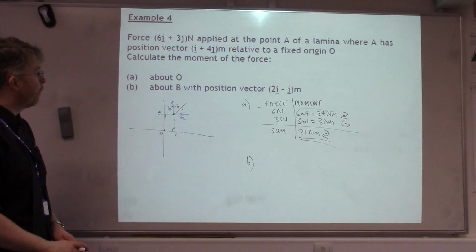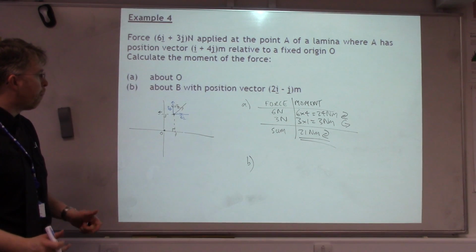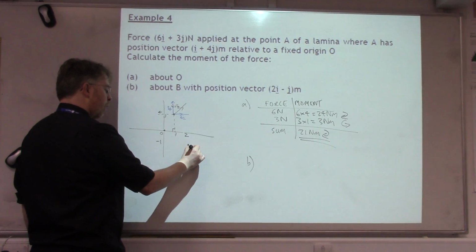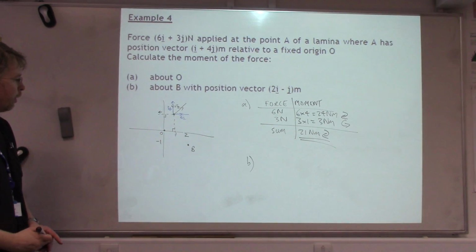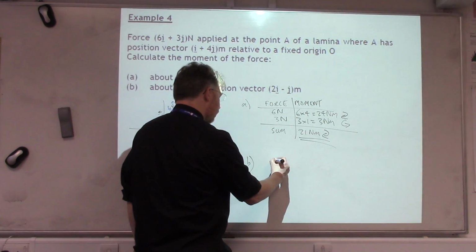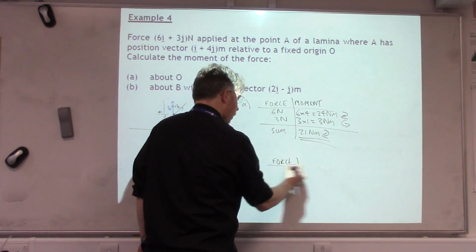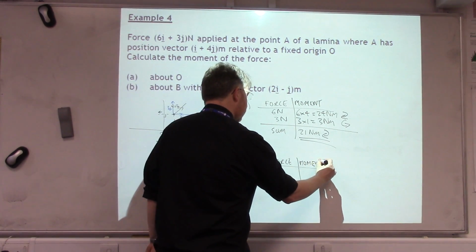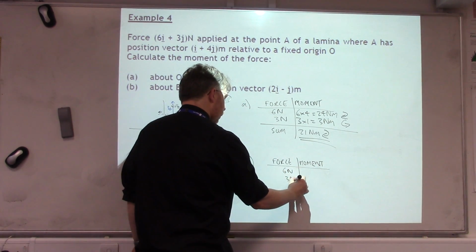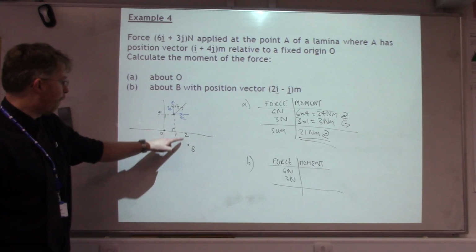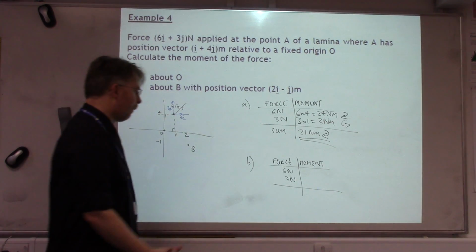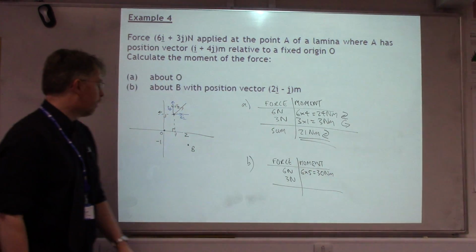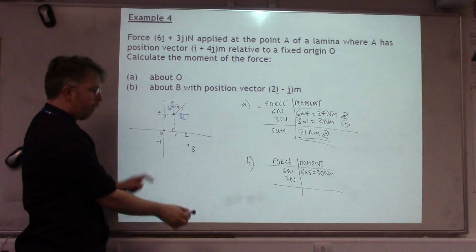Part B is a similar sort of idea, but instead of doing it around the point O, we're going to do it around the point B, which is 2i minus j. Well, point B is there, so the distances will be different. And therefore the moment will be different. Pretty much the same setup, so the 6 Newton force is now 1 plus the 4, 5 away, 6 times 5 equals 30 Newton metres, and that would spin round B in a clockwise manner.